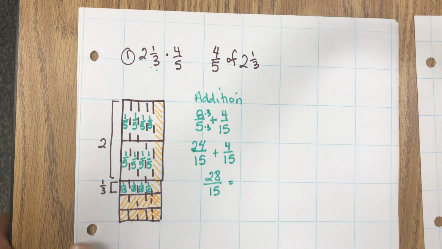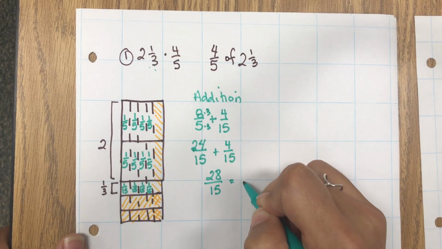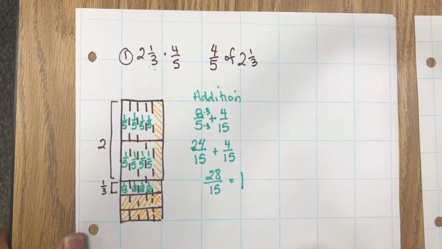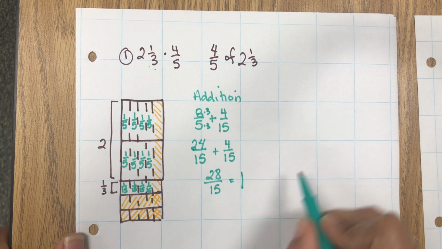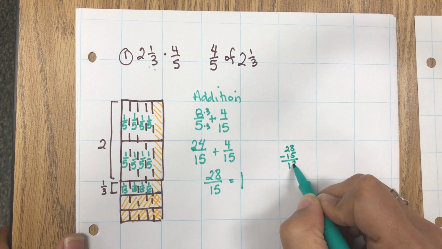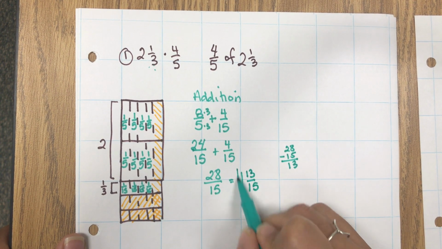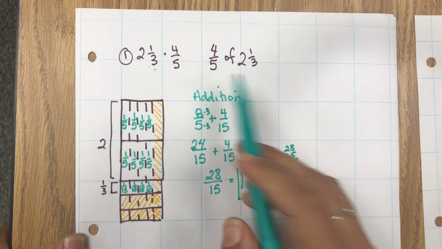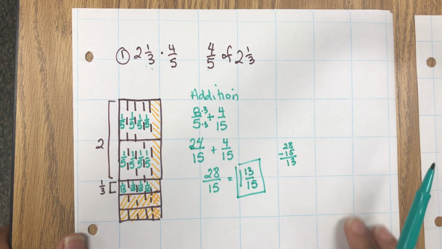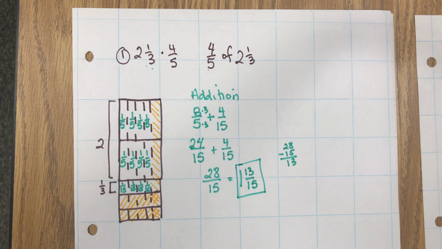So I can also put that in a mixed number. You can leave it here because it is simplified, or you can put it into a mixed number, which is 1 and 28 minus 15, that's 13, 13 15ths. So if I want to know what 4/5 of 2 1/3 is, that amount is 1 13/15.